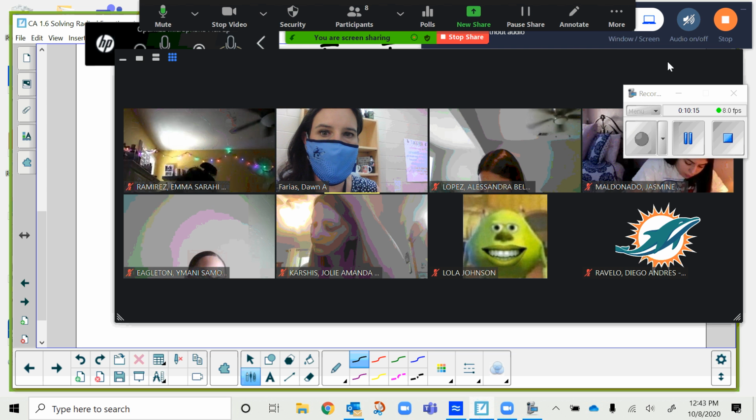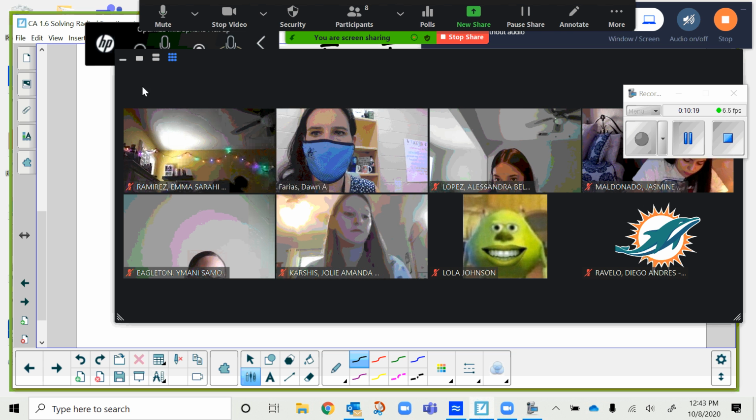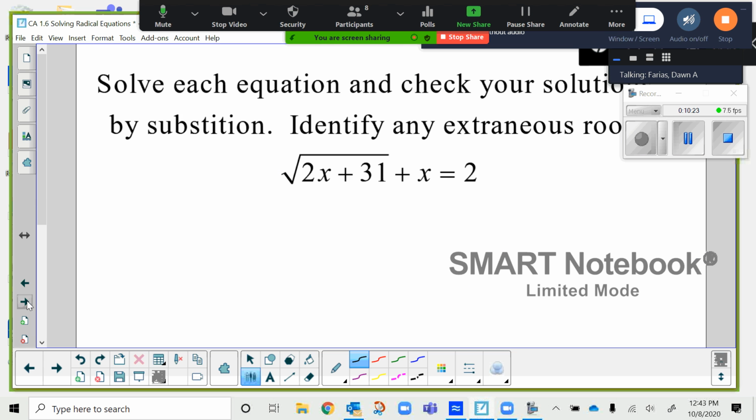Does anybody need the screen up anymore? All right. We just have one more problem to do. If you had your notes printed out, or you're looking at them on your computer or phone or something, we're not doing the third example. We're omitting it for 2020. So this is going to be our last problem for today.